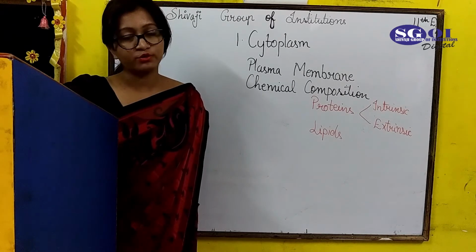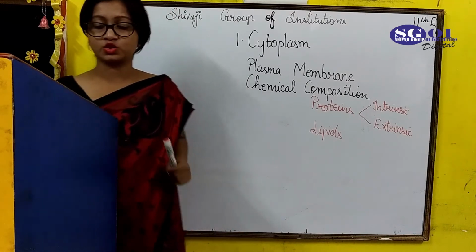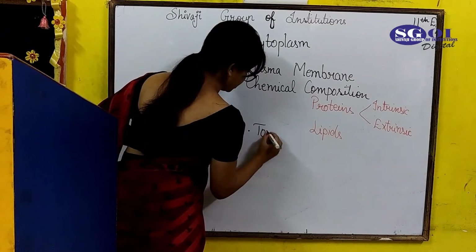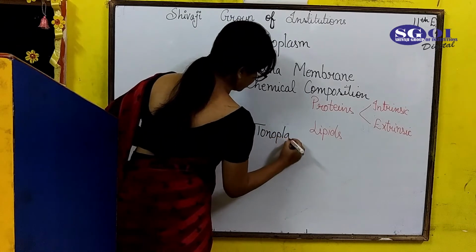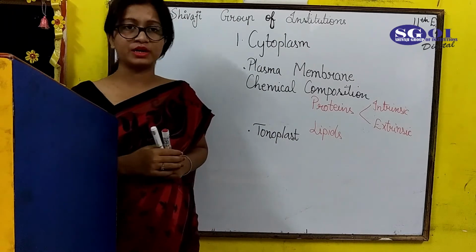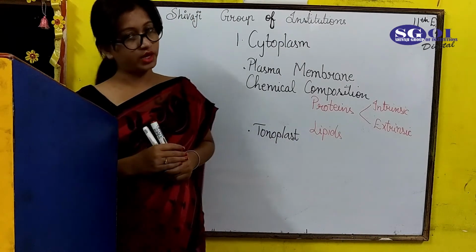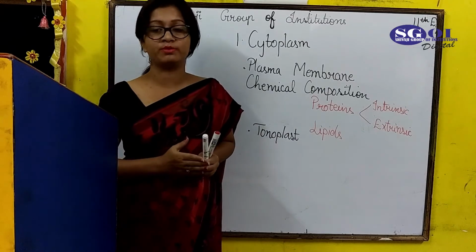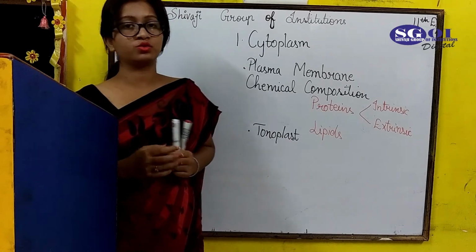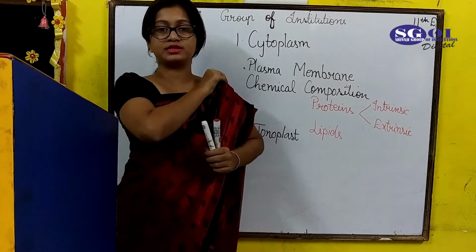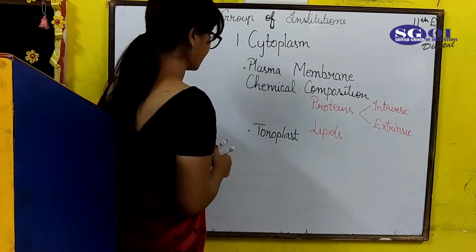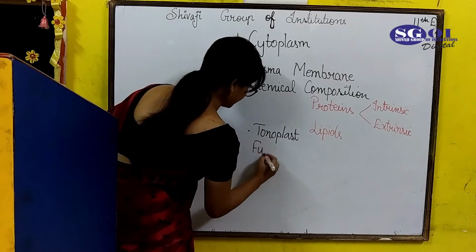After that, we have to discuss the second part, which is tonoplast. After the plasma membrane comes the tonoplast, which is also known as the vacuolar membrane. This tonoplast is just like the plasma lemma. It is also made up of unit membrane and it is selectively permeable. That means it does not allow all particles to pass through it, but only selected things can pass through it. After that, we have to discuss the functions of cell membrane.